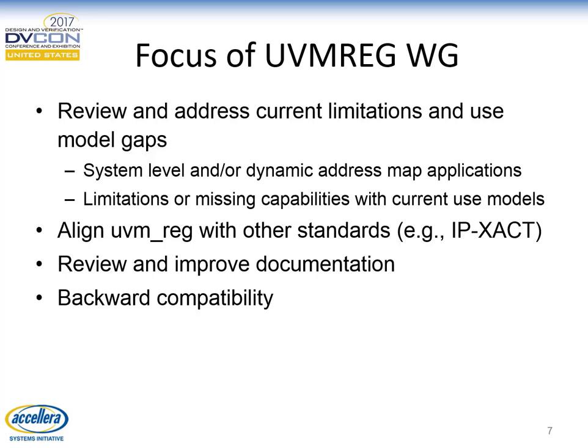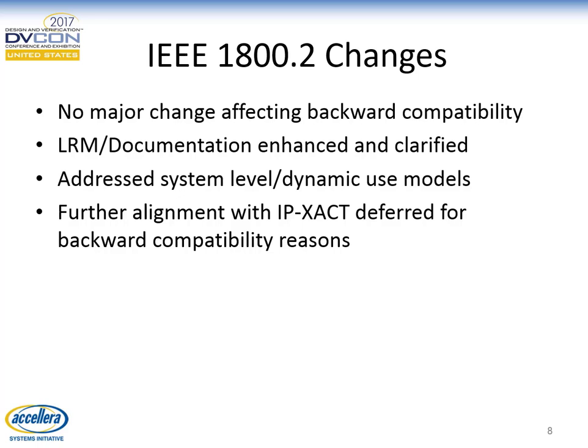So this is a kind of a theme throughout the whole thing, with the exceptions that Sri mentioned earlier. In the end, there were no really major changes that affected backward compatibility. So this is good news for everyone using the register facility. The LRM documentation was changed. We did address the system-level dynamic use model issue, which I'll talk about in the next slide. And they decided that the alignment with IP-XACT would be deferred. It really just ran out of time is what it boiled down to.